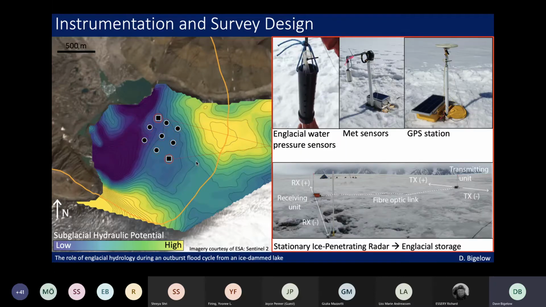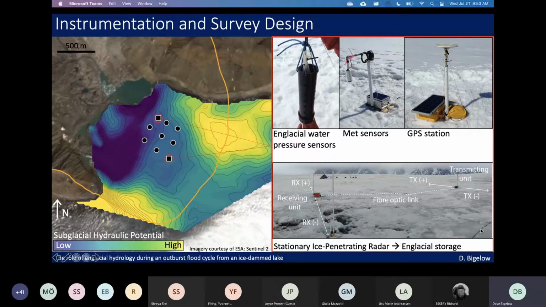At two of the stations, we had what we referred to as primary stations or super stations. We had water pressure sensors as well as some meteorological sensors, a GPS station to measure ice shelf uplift throughout the event, as well as a radar system to measure the Englacial hydrological system throughout the event, to be able to detect a difference in reflection power at depth.